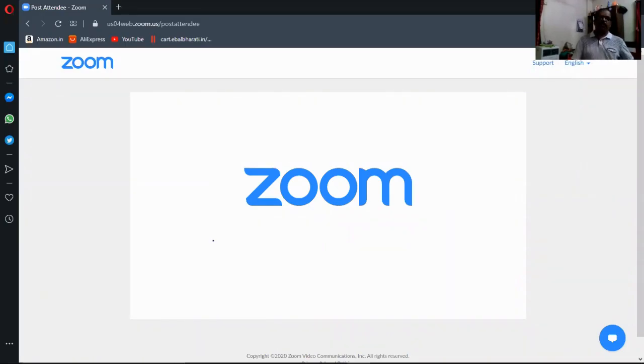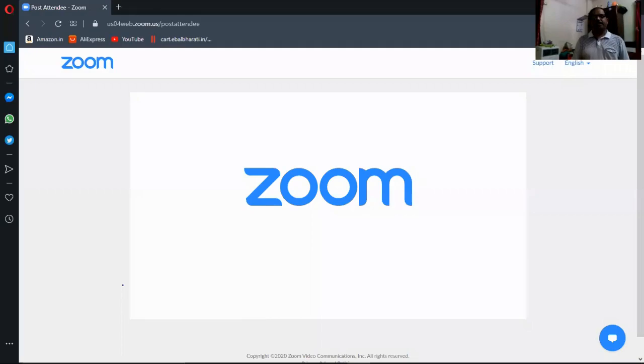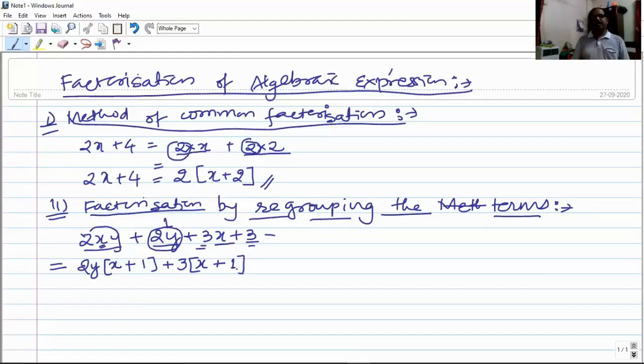So the first term will be x plus, what is the second term? The second term is 3, and we have taken it completely common, that is the full last term is taken common. So what is left there? We are left with 1. As we are saying, if a complete term is taken common, then 1 will be there, right? So again what do we have here? 2y times x plus 1, and here 3 times x plus 1.